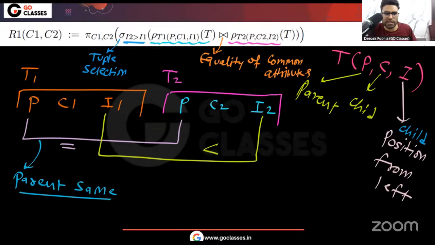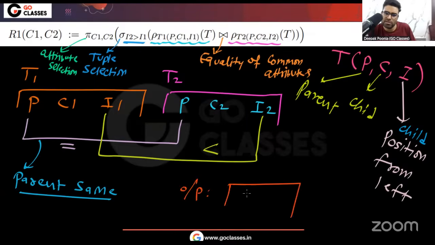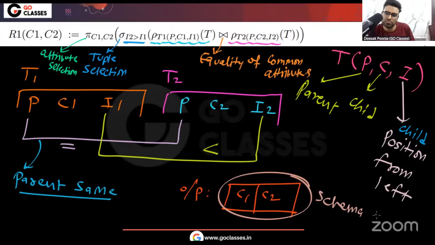Then finally, what I want is C1, C2 projected. Here you can see attribute selection. Yes or no? We are doing the attribute selection, projection. So finally in the output, this C1, C2 will be there. I hope you understood. This is the schema of the output. Is this clear? Let me know.